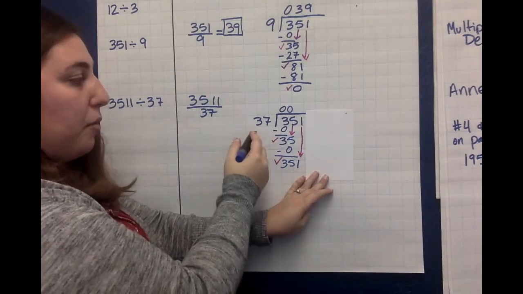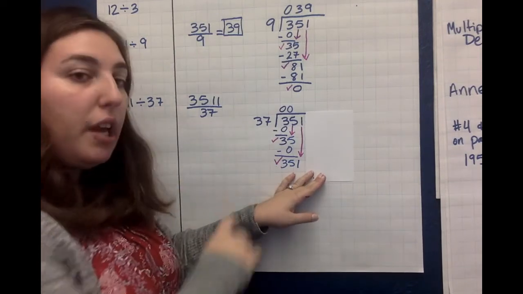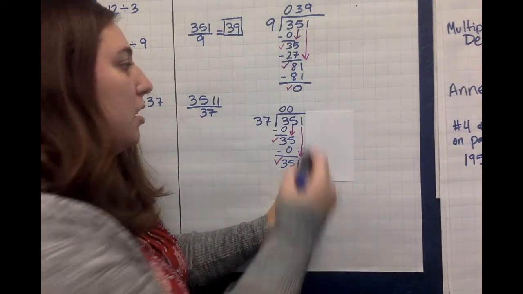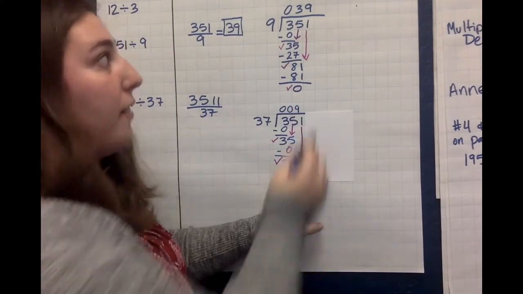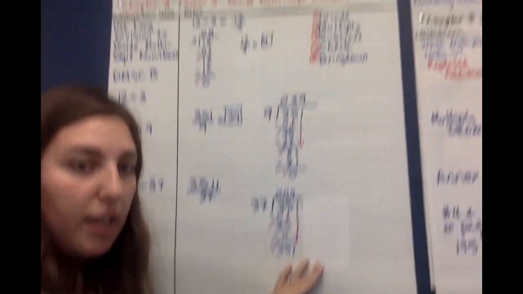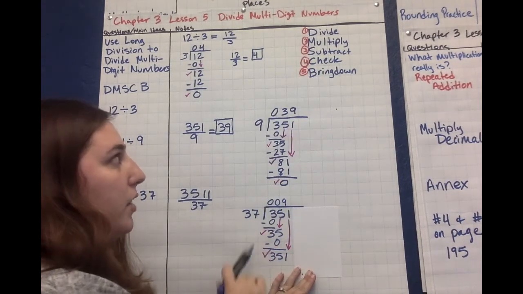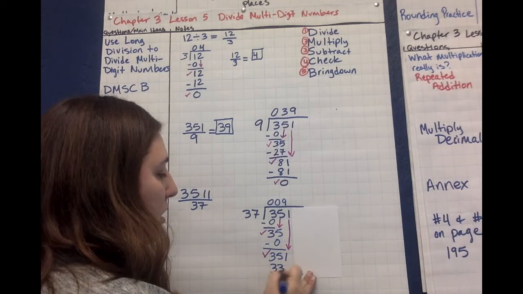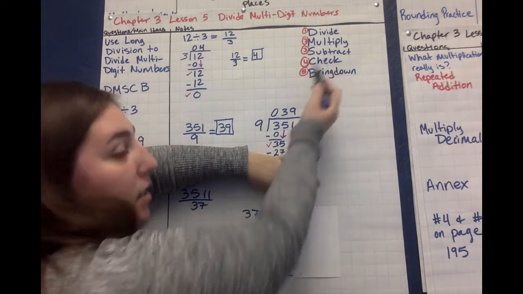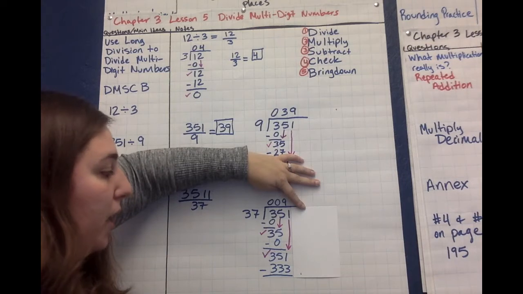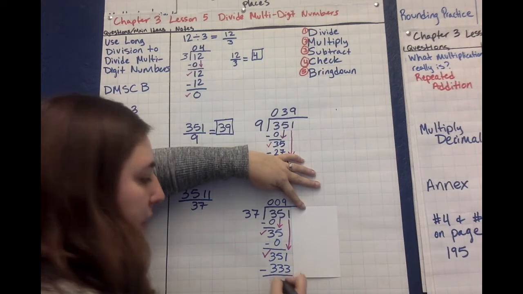Okay, so now how many times does 37 go into 351? 37 will go into 351 at least 9 times. So I'm going to put a 9 up here. Okay, and now that I've divided, I've done this step up here. Now I can multiply. So 37 times 9 is going to be 333. I'm going to subtract. Okay, so 351 minus 333 is going to be 18.